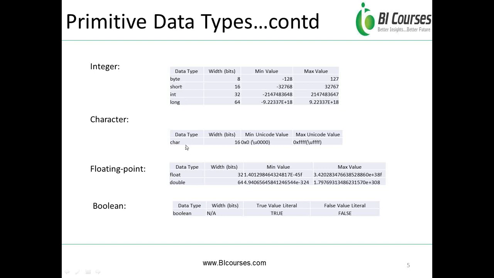And for character, it holds 16 bits of data, and the Unicode value range is 0x0000 to 0xFFFF. For floating point we have two data types, float and double. Float holds 32 bits of data, double holds 64 bits. And for boolean, we cannot measure the width of that particular data type. It holds true or false.